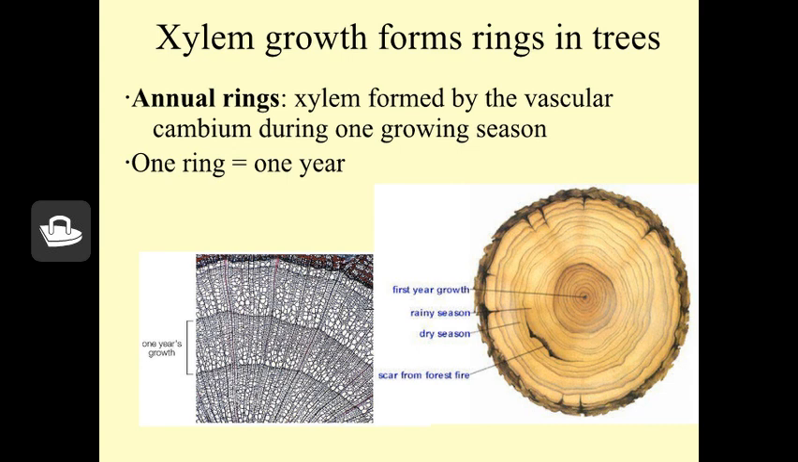The so-called rings of the tree are formed because the xylem cells produced early in the spring of each year are larger than those produced later in the summer, generally. This produces a successive ring of larger and smaller cells. You can count the number of years the tree has been alive.